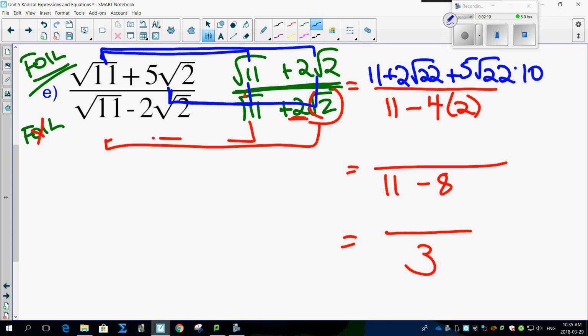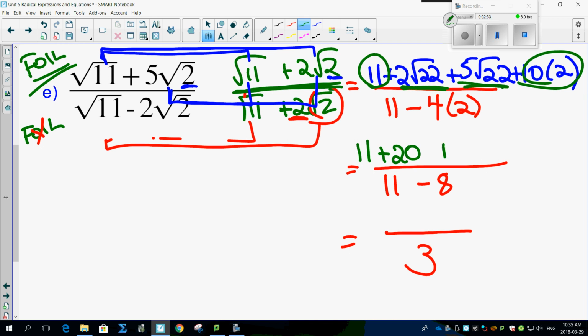So this is, of course, adding again. 10. Root 2 times root 2 is just 2. Oh, that's going to be kind of nice, actually. Let's clean it up a little bit. There's an 11, and there's a 10 times 2. So this is 11 plus 10 times 2 is 20. Okay, you have 2 root 22 and 5 root 22, which works out to be 7 root 22.